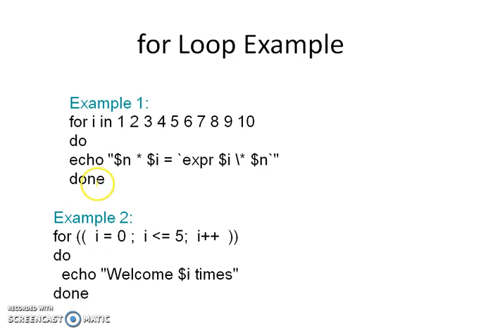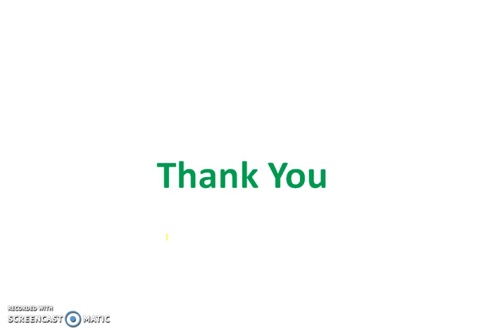Some examples are there. In the first for loop, i will be executed from 1 to 10. In the second for loop, i will be executed from 0 to 5. Thank you.